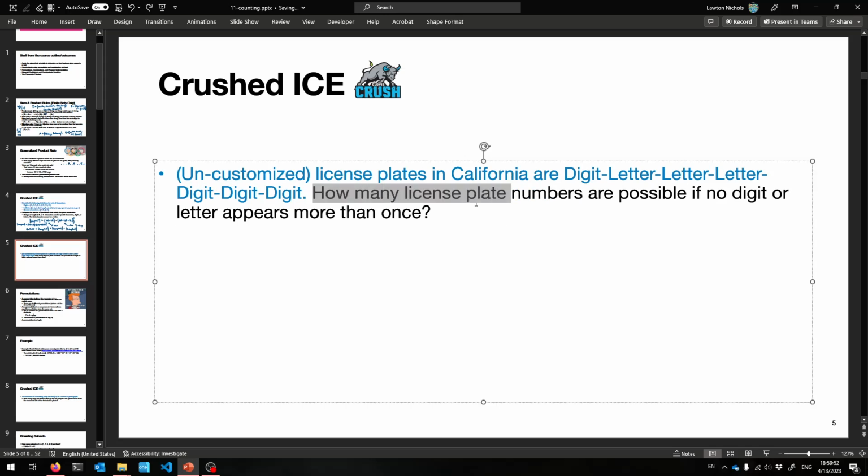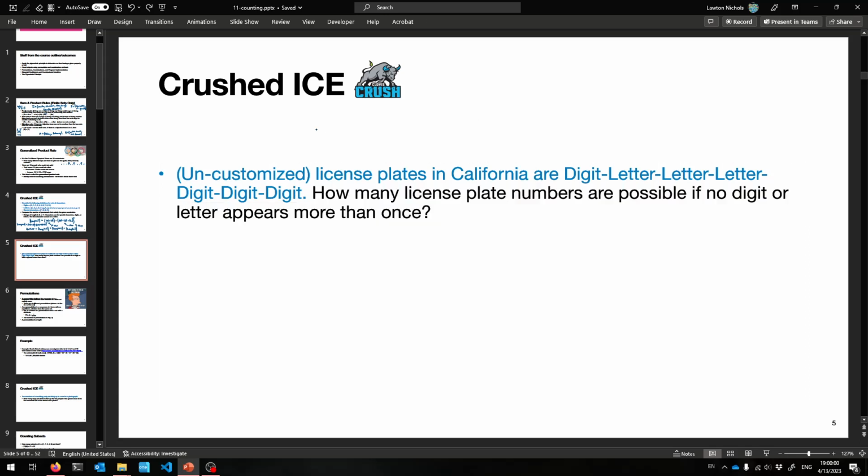How many license plate numbers are possible if no digit or letter appears more than once? So I want you to think about it like this. This is the constraint. How many license plate numbers are there if no digit or letter is allowed to appear more than once? So that's an extra constraint. Digits are totally allowed to repeat, because you could have, I don't know, 5AAA555 as a license plate. That's valid in California, but I don't want to count that one. I want to count only the ones where everything's different.